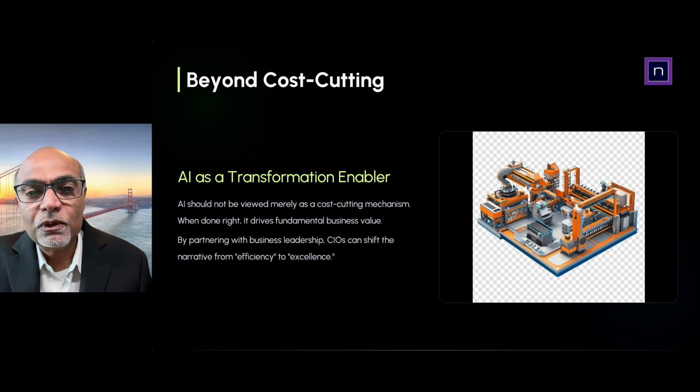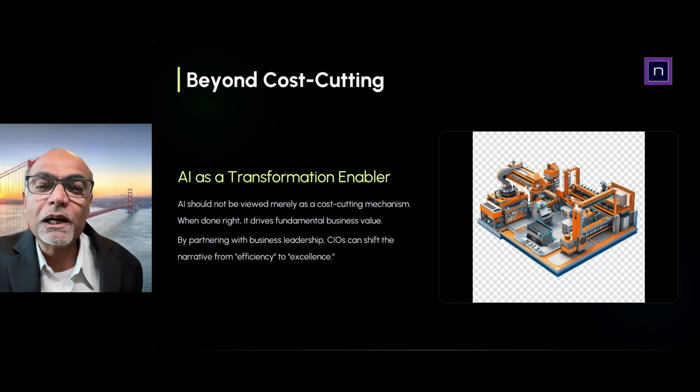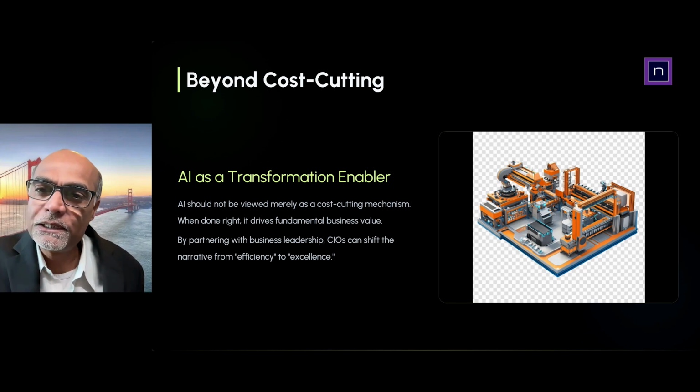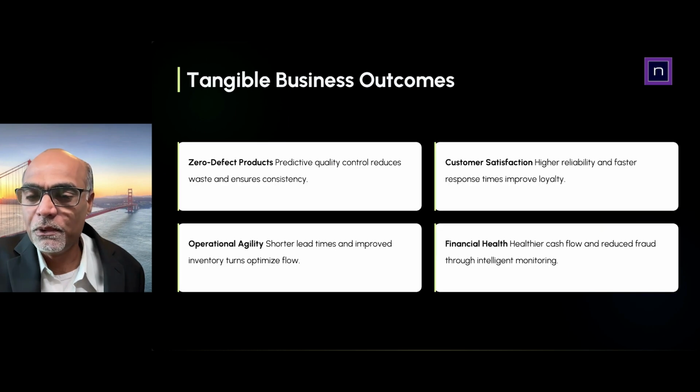But as a CIO, I'm not saying that we should just stop. We have to enable the business. If we don't enable this transformation, businesses will go on their own. So we have to be upfront and be a transformation enabler. Think of ourselves as an enabler.